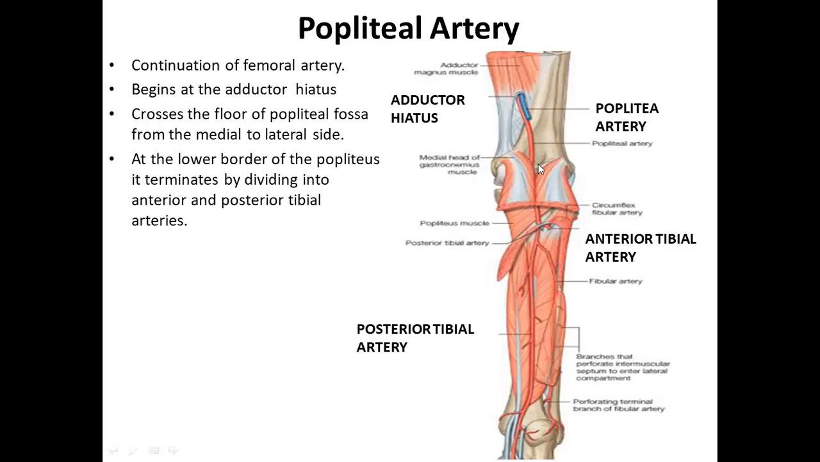And at the lower border of the popliteus muscle, this is the popliteus muscle, it divides into an anterior tibial and a posterior tibial artery. So this one is the anterior tibial artery that will go anteriorly, and this is the posterior tibial artery. Okay, so this is the popliteal artery, which is an important artery when we look for the peripheral pulses. This is an important artery in which we see the peripheral pulse.